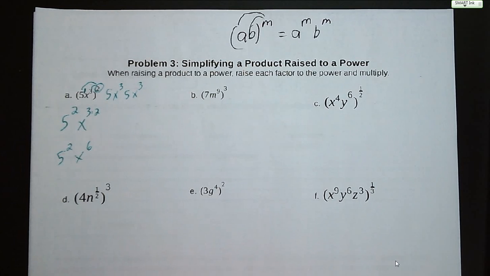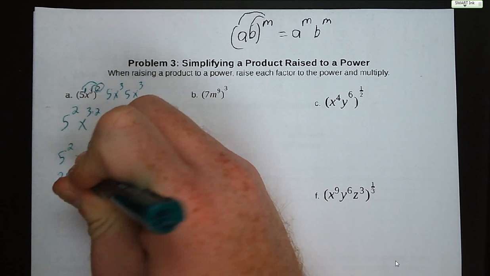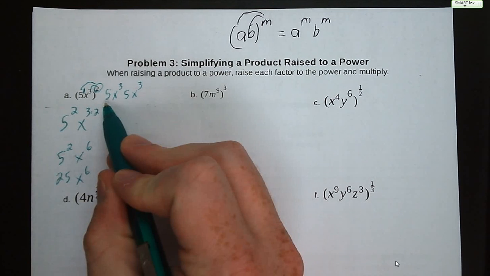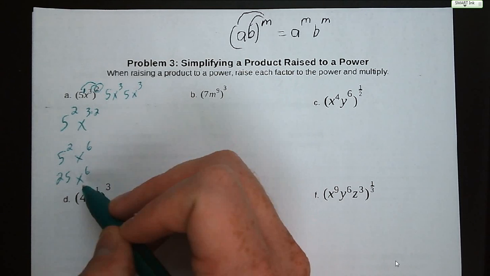But we could also simplify that a bit further and say 25x to the 6th power. And we can see that if we multiply here, 5 times 5 is 25. x to the 3rd times x to the 3rd, x to the 6th.